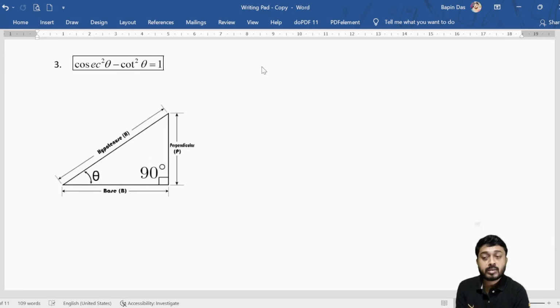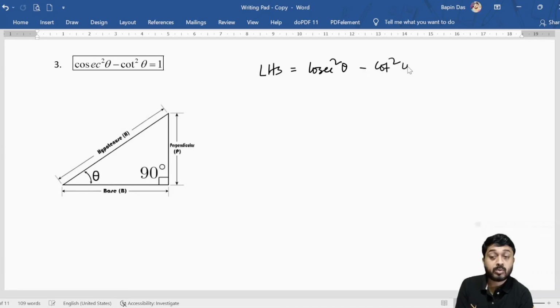So how to prove this? Just approach in the very similar way. I hope you can do it on your own. Still, I am showing it, okay? Okay, have a look. Cosec square theta minus cot square theta. What was cosec theta? Cosec theta was a reciprocal of sin theta.